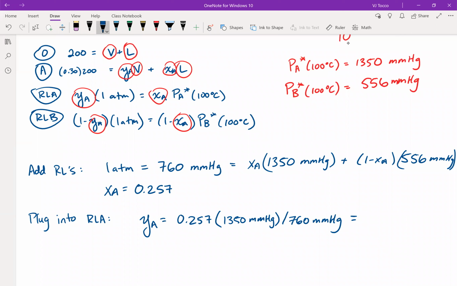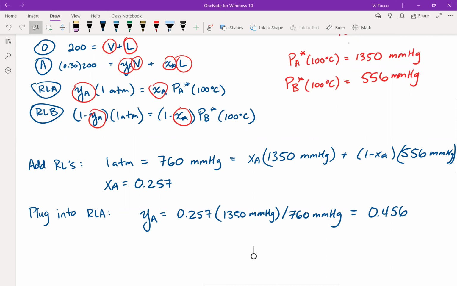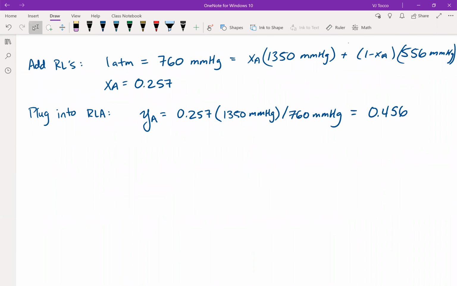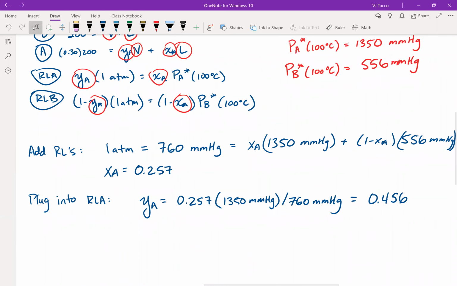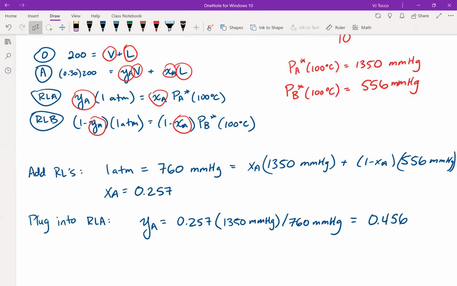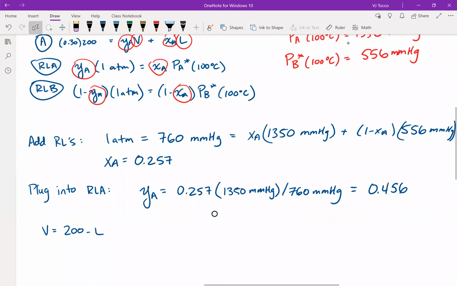And computing that value gets me 0.456. So once again, I should have a vapor phase composition that is greater than my feed, and that is true. 45.6% is indeed greater than 30%. Now that I have YA and XA solved for, I can solve the combined system of the overall material balance and the component A material balance. The easiest way would be to substitute these variables for each other. I can solve for V in the overall equation by saying it's 200 minus L, and then plug that into the component A balance.